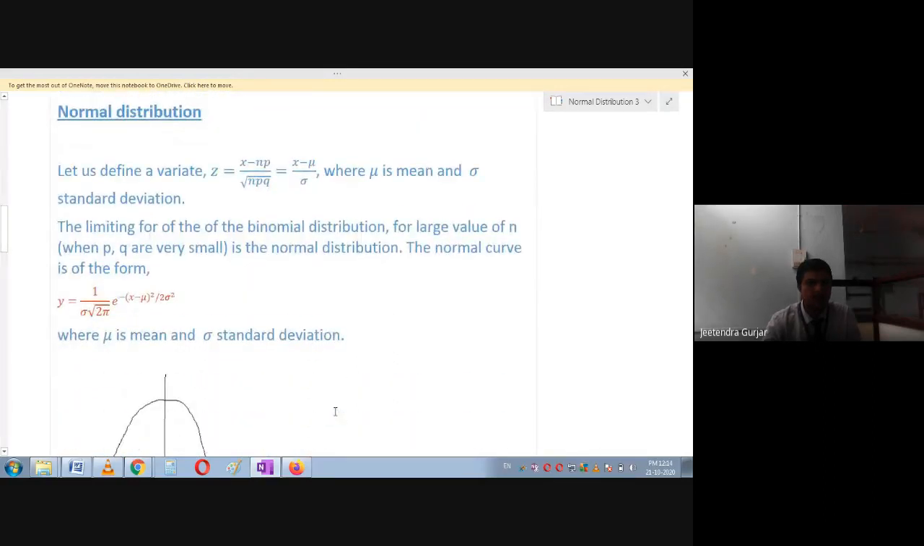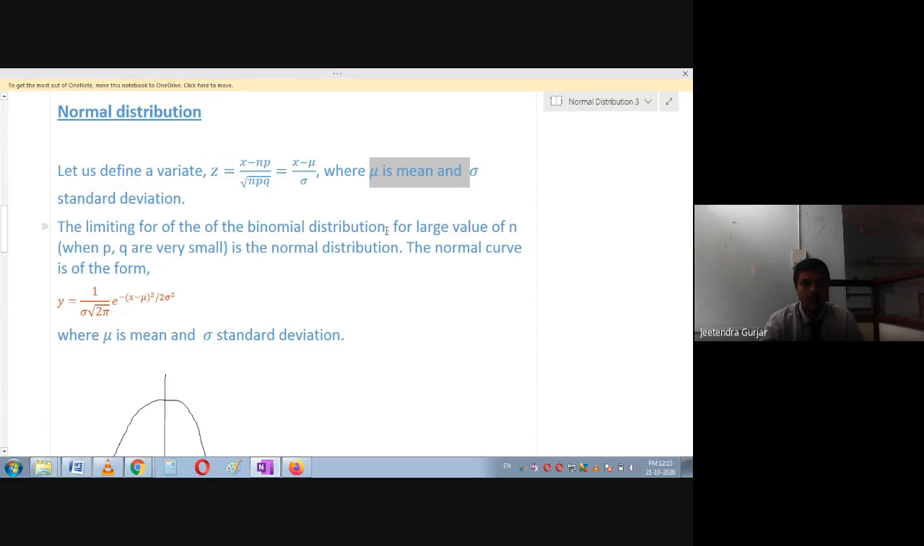Here again we define the variate. You have to remember this formula: x minus np divided by square root of npq. I have already explained the details. x minus np is nothing but the mean, mu, divided by the square root of npq, which we take as sigma, the standard deviation. Just remember the normal distribution variate z is equal to x minus mu divided by sigma, where mu is the mean and sigma is the standard deviation.